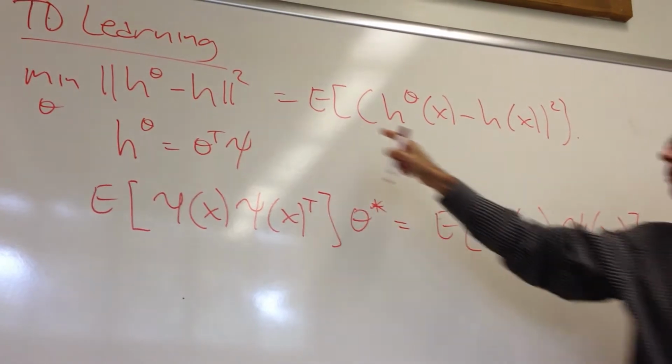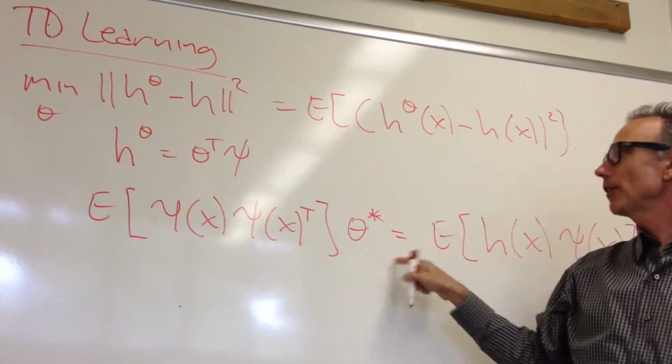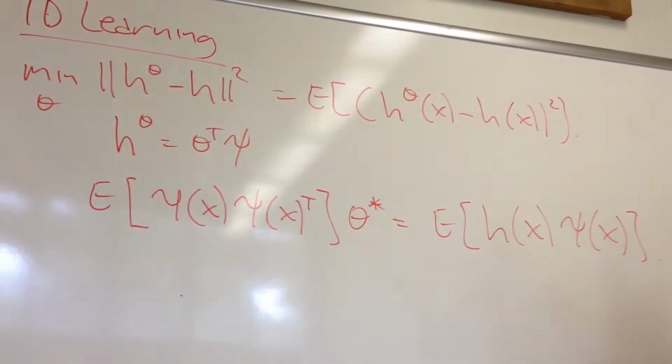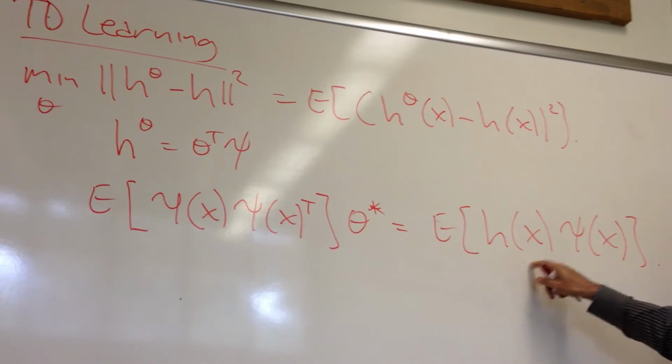So as long as you can justify taking the derivative inside the expectation, you get this expression, which is the least squares solution. I mean, it's basically any least squares problem, that's the answer. This is an inner product, by the way.